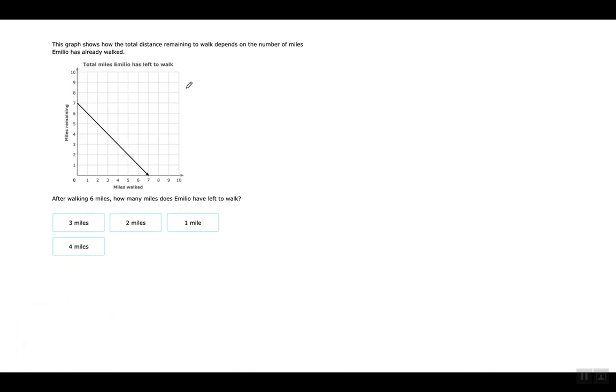After walking 6 miles, how many miles does Emilio have left to walk? Hey, that's my name. I guess that's why I put this one, because it's basically the same question. After walking 6 miles, Emilio has 1 mile remaining. Okay, so 1 mile.